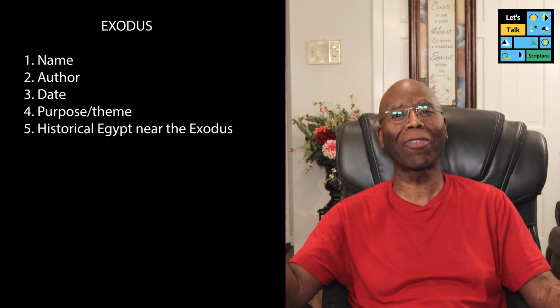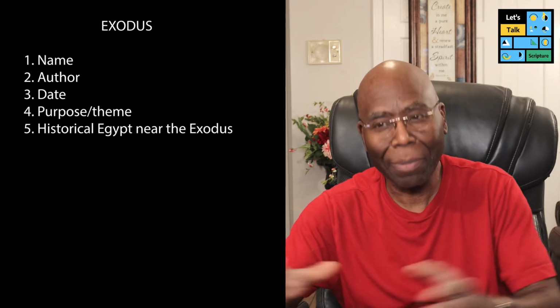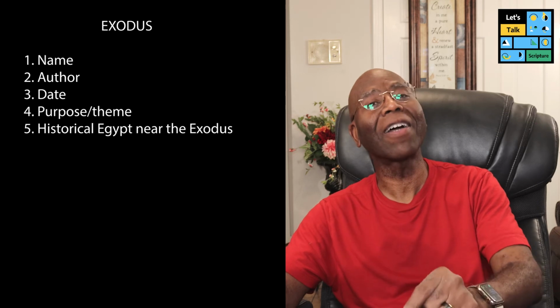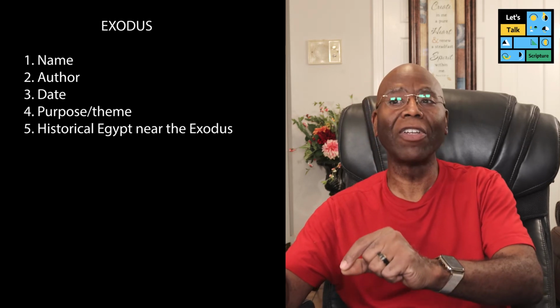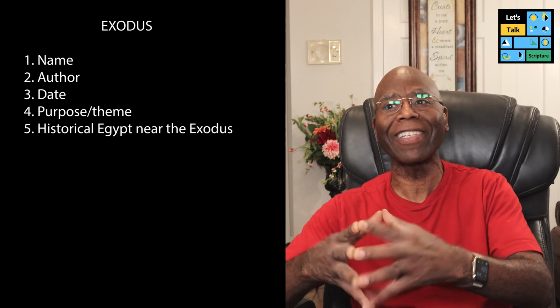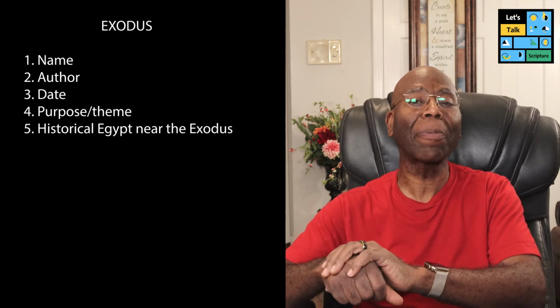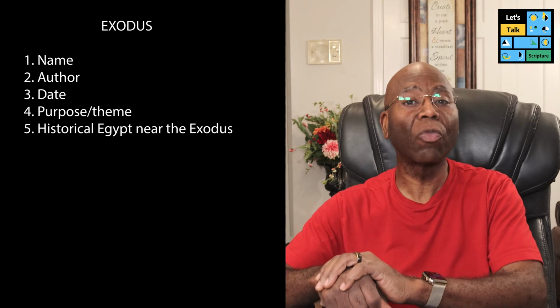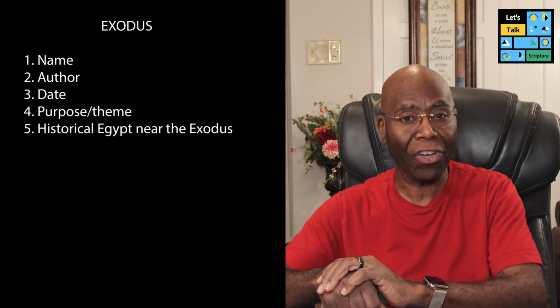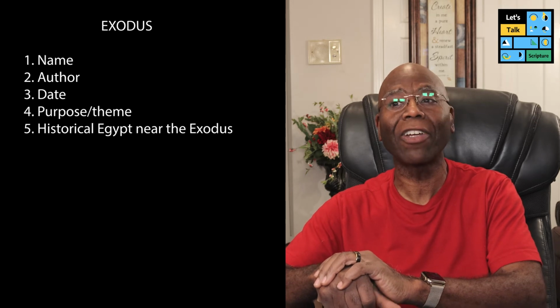Okay, so let's do a very quick review of this. We've already talked about the name of the book, Ve'elleh Shemot, "These are the names," Exodus. We talked about the author. The author is Moses. We looked at the time period, roughly around 1446 BC. We talked about the purpose and theme of the book, which is redemption, deliverance, the making of a theocratic nation, and giving them a standard of life.